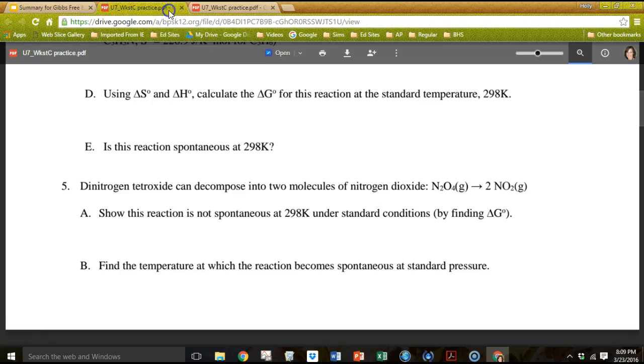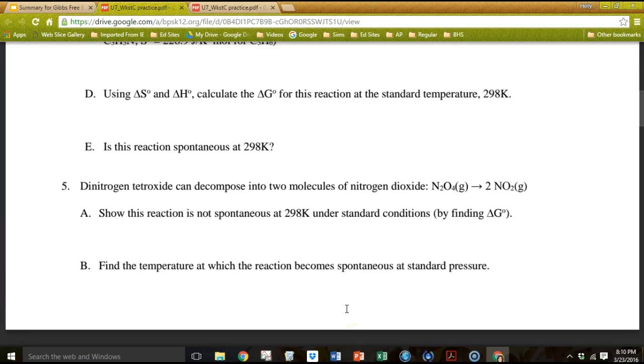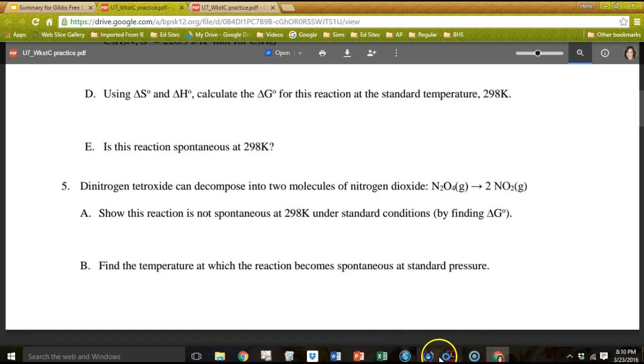So when we look back at the worksheet, that's what you're going to try. Essentially you're setting delta G equal to 0, rearranging and solving that equation for T, and then you can pause the video while you're doing that, and then come back and we'll talk about the answer.